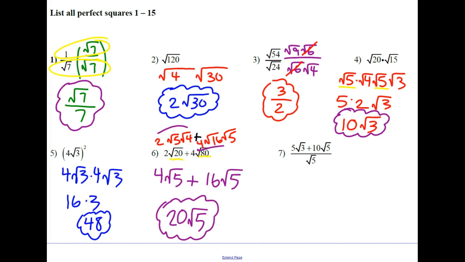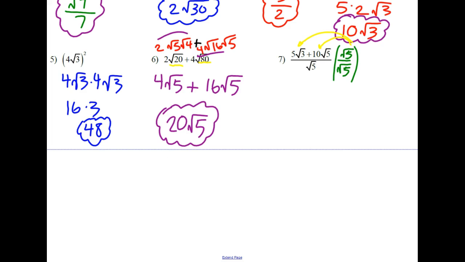Number 7 is everyone's favorite problem. This is rationalizing the denominator, and we have kind of a binomial going up top, so we're going to multiply that by root 5 over root 5. Okay, and then we've got to distribute this root 5 to both of those terms. So after we do that, we're going to be left with 5 root 15 plus 10 times root 5 times root 5, which is 10 times 5, that's going to be 50, all over 5.